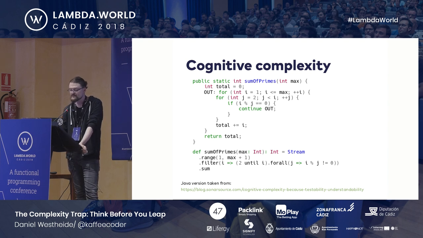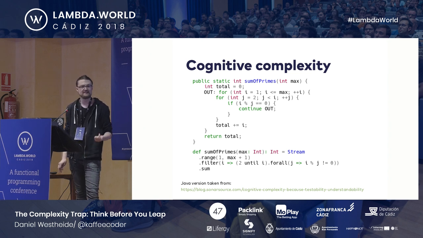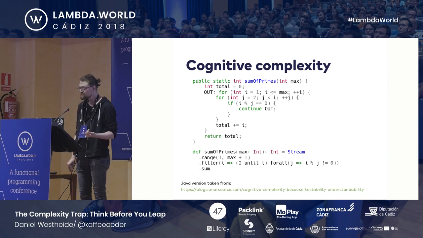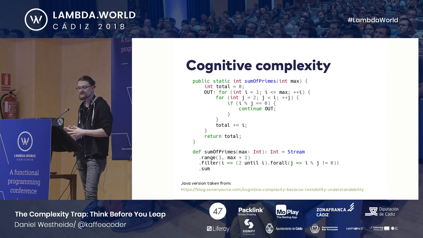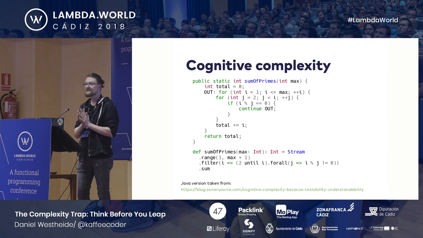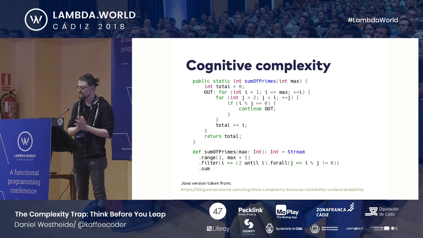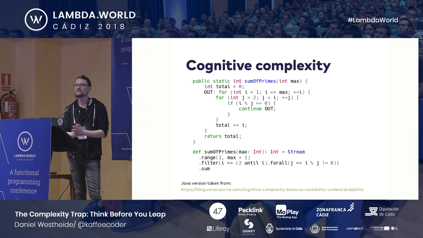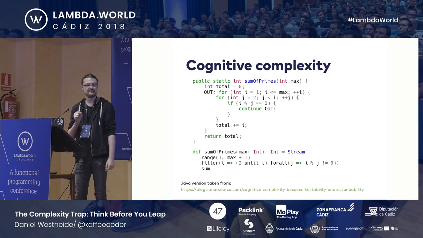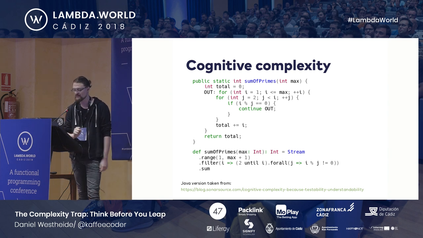So cyclomatic complexity is okay as a metric of how hard it is to test a function. However, I'm actually even more interested in how difficult it is to reason about what a function is doing, or a program is doing, or even a whole system or a system of systems is doing. Which means I'm interested in cognitive complexity as well.